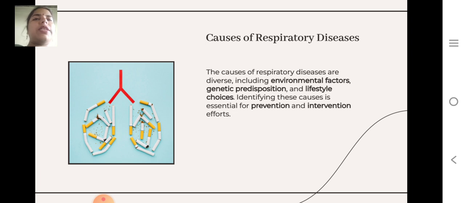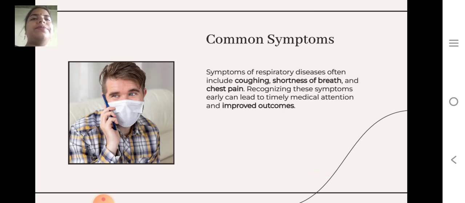Causes of respiratory disease. The causes of respiratory disease are diverse, including environmental factors, genetic predispositions, and lifestyle choices. Identifying these causes is essential for prevention and intervention efforts.